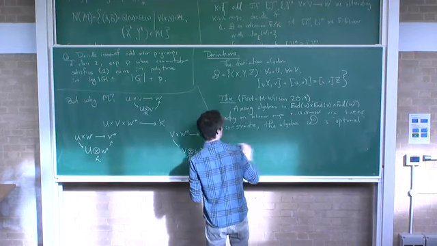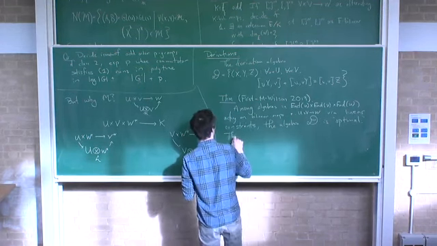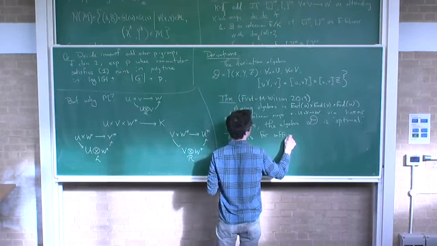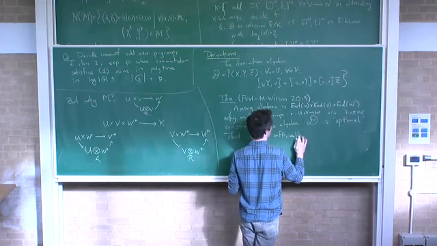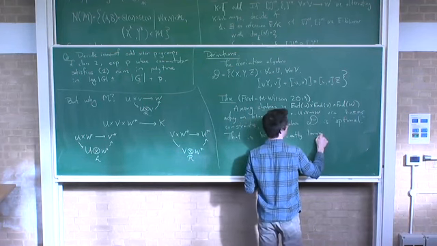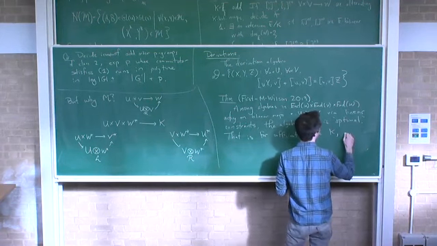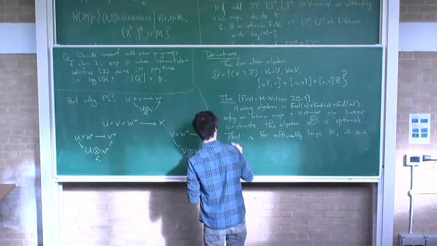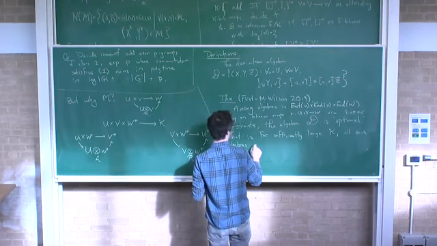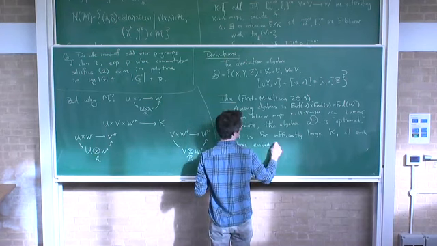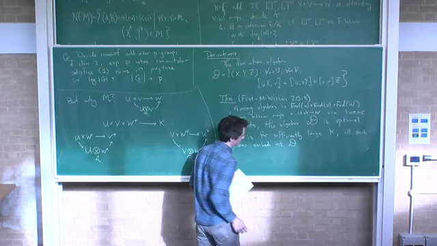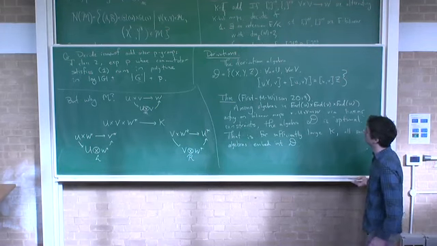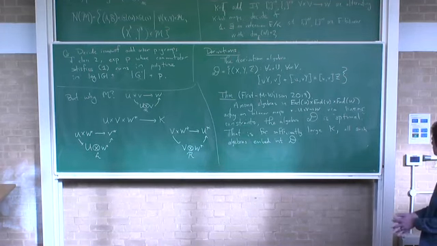As in, maybe I'll say this. That is, for sufficiently large K, all such algebras embed. So this is what I mean by optimal.